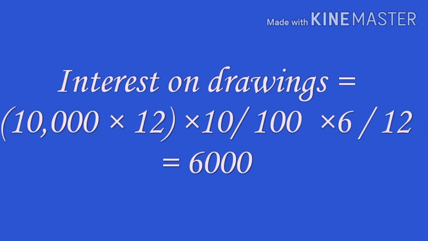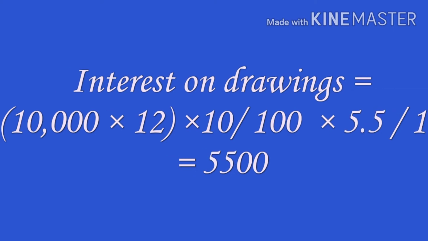Now the second case, calculation of interest on drawings when the drawings are made at the middle of every month. Here the average period is 6 months and we are substituting 6 for the average period, which gives us rupees 6,000. The third case also, for average period we are using 5.5 and that will give us 5,500.